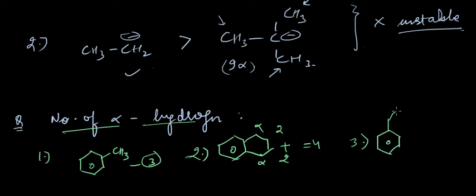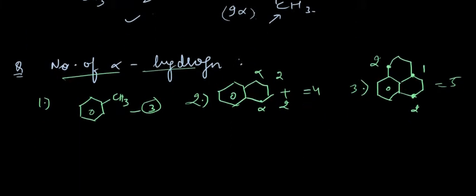Okay, let us look at this example. How many alpha hydrogens are there? This is the alpha carbon, this is the alpha carbon, and this is the alpha carbon. Here we have 2 alpha hydrogens, here we have 2 alpha hydrogens, here we have only 1 alpha hydrogen. So 2 plus 2 plus 1, 5 alpha hydrogens are there in this compound.